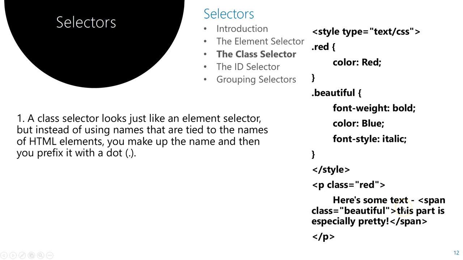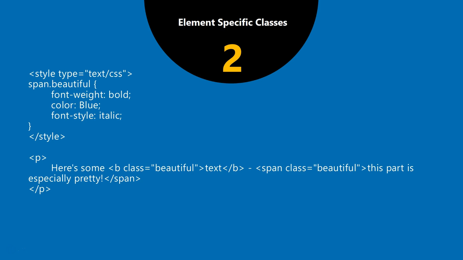Here is some text. Span class is equal to beautiful. This part is especially pretty. Now how do you think this would come out? Here some text will come in red foreground. Span class beautiful will be bold, blue, and italic. Right. So this is the way it should come on your browser.